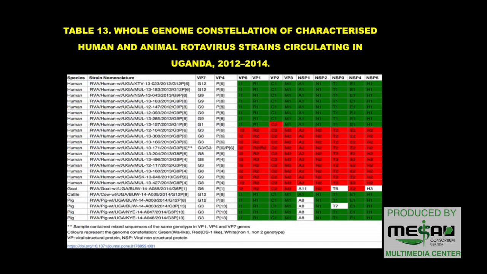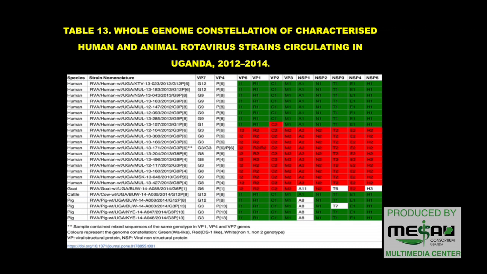So the results of study 3. Remember I said we have 11 genomes. These are the different samples. For each of these human samples, green refers to Wa-like genome constellation, and the red refers to DS-1-like genome constellation. For all the humans, we found only Wa-like and DS-1-like.